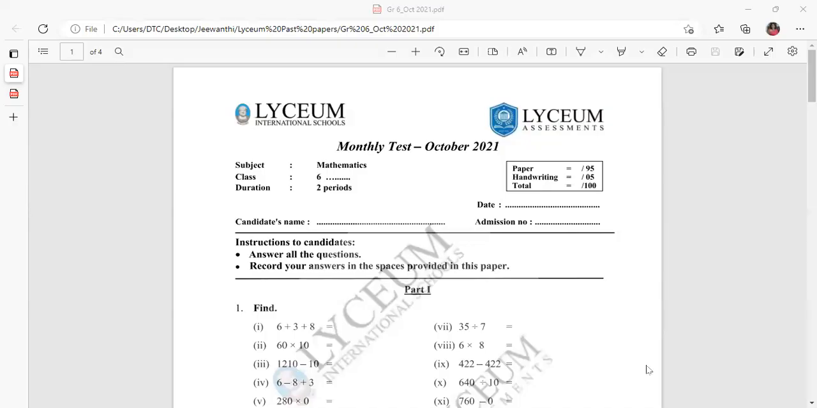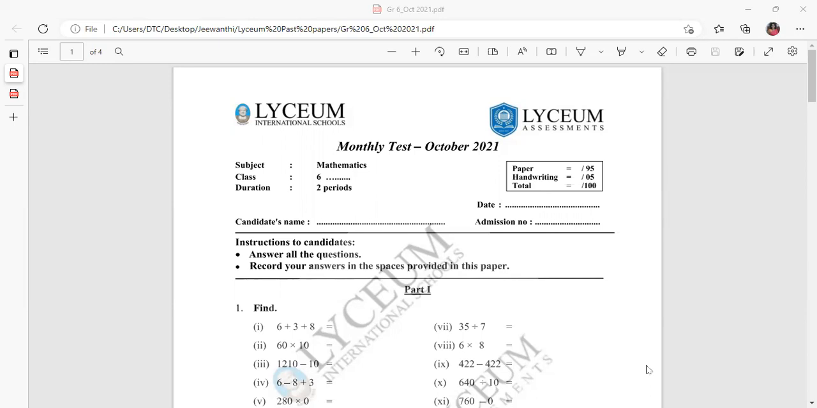Today I'm planning to discuss the grade 6 October 2021 monthly test past paper. This is for Lyceum International School grade 6 students. First I will share the paper with you. Monthly test, October 2021.